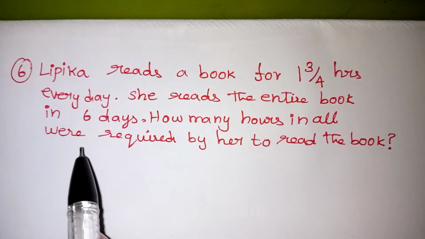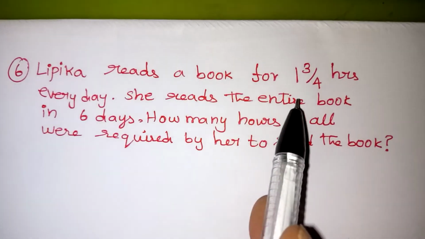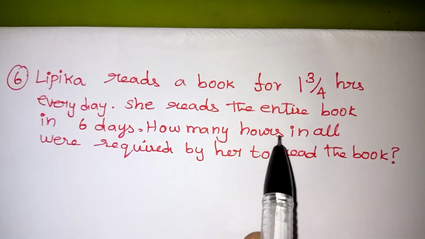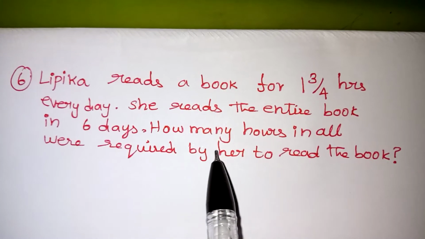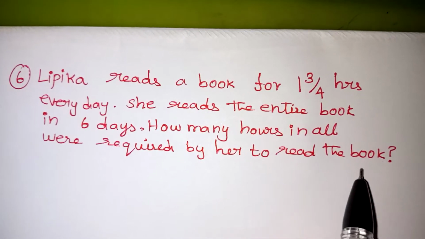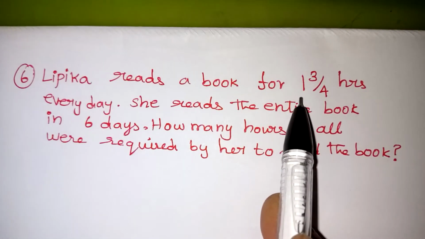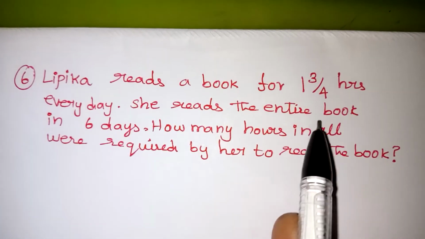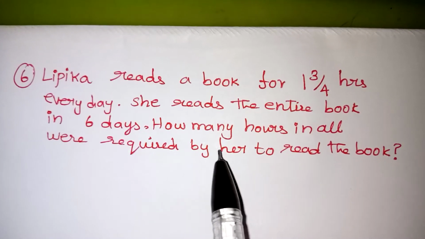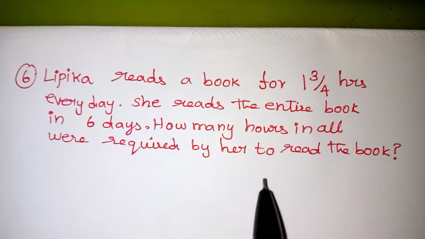Question number 6. Lipika reads a book for 1 3 by 4 hours every day. She reads the entire book in 6 days. How many hours in all were required by her to read the whole book, they are asking. Every day she is reading 1 3 by 4 hours. In 6 days she has completed the book. So totally how much hours she spent for the reading, they are asking.